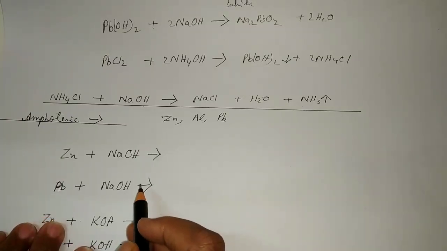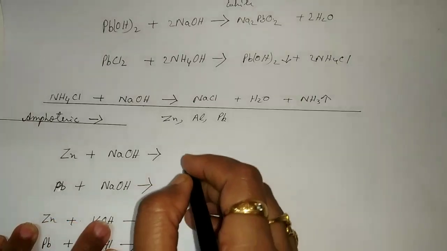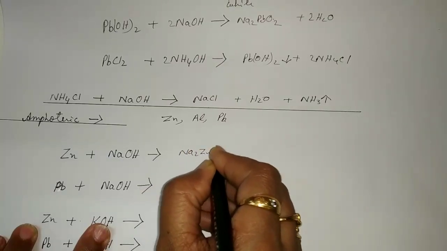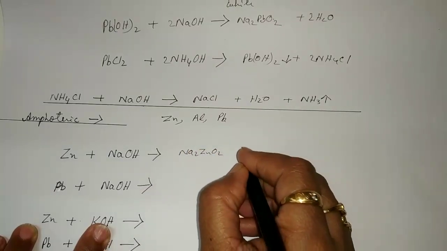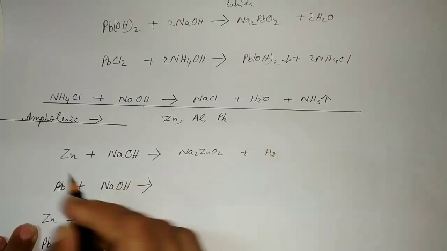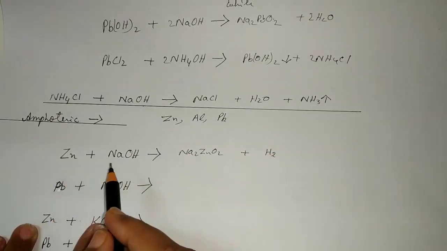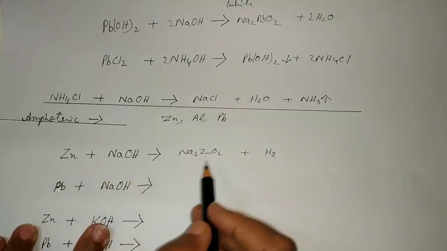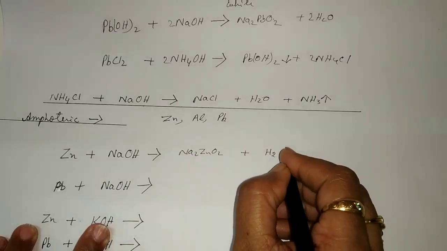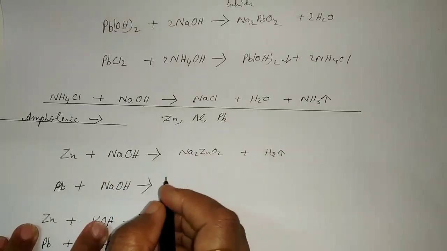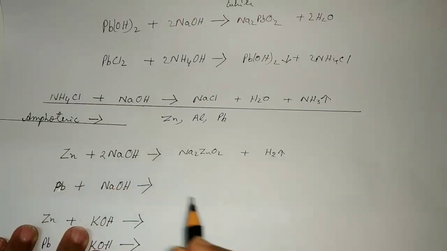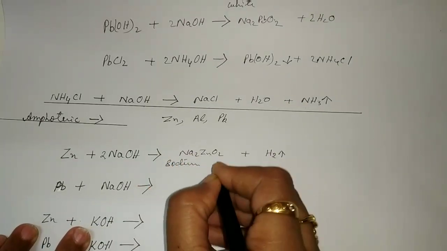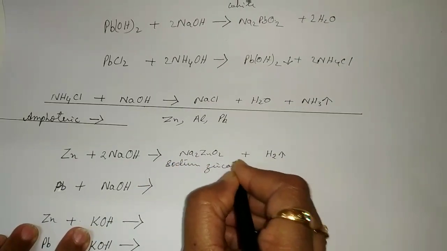base. So zinc with sodium hydroxide will give you sodium zincate, Na2ZnO2, plus hydrogen, because it is a metal. Metal with dilute acid gives you salt and hydrogen. So metal with base is giving you salt and hydrogen gas. Now to balance it, this. So this is sodium zincate.